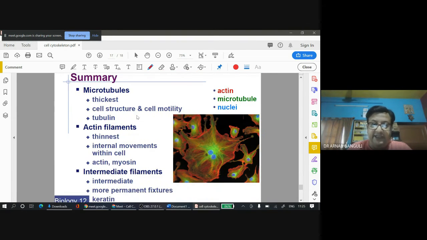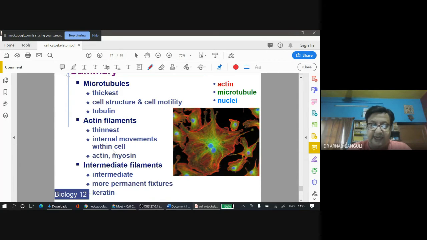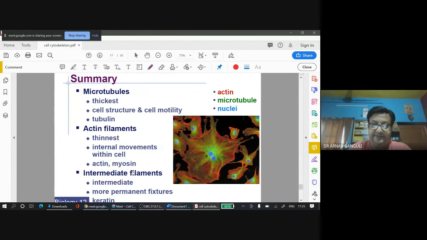So in summary, the microtubules are thickest, cell structure and motility. There you have tubulin. Actin filaments, they are the thinnest. Internal movements within cell, actin, myosin. Intermediate filaments, intermediate, more permanent fixtures, keratin.